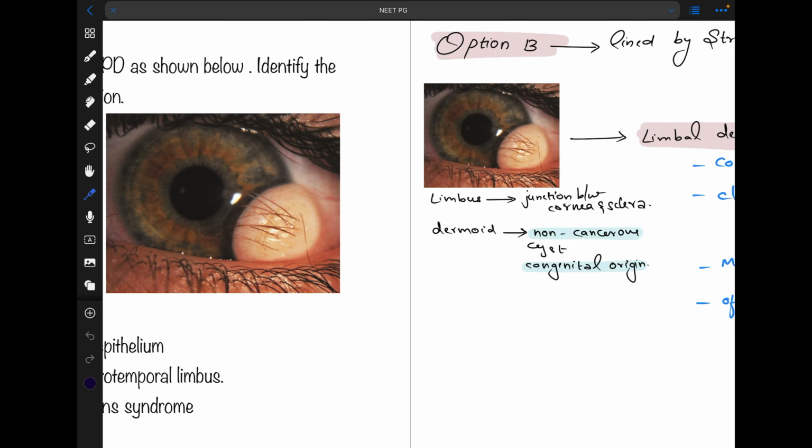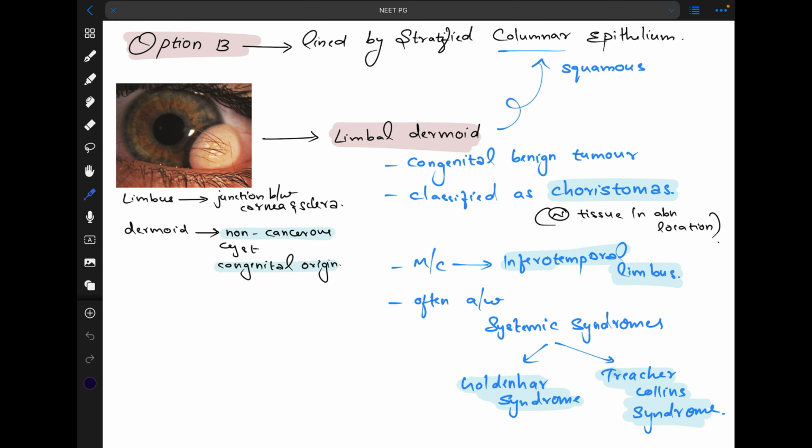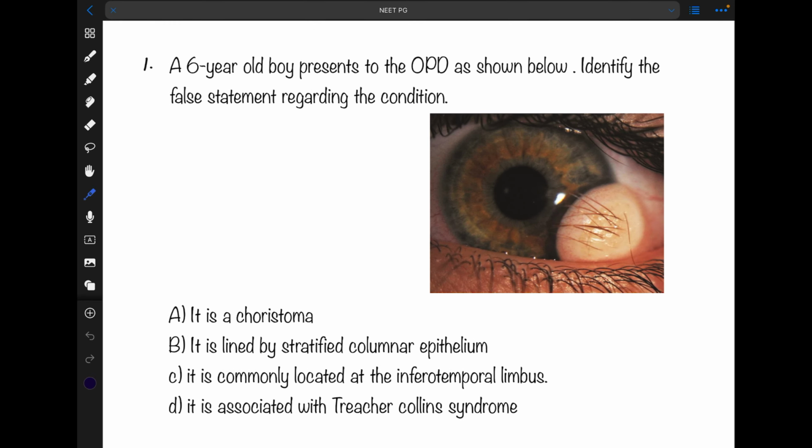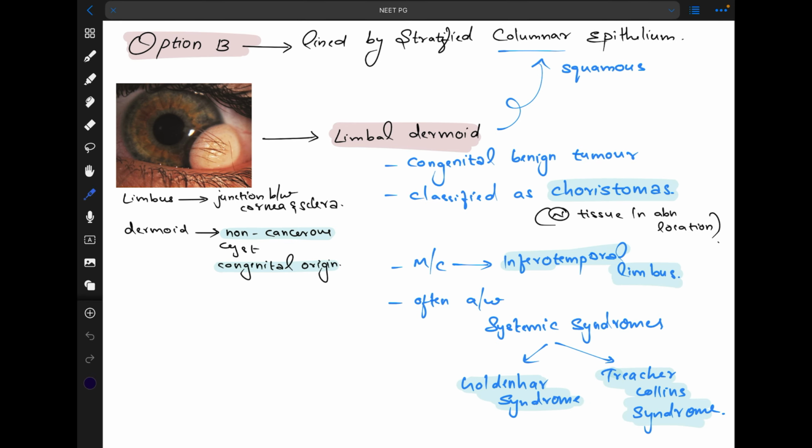So let us move on to the answer. Option B is the correct option. The false statement in this question, because the condition shown here is limbal dermoid. It is lined by stratified squamous epithelium. It is not lined by stratified columnar epithelium. So what is this condition?